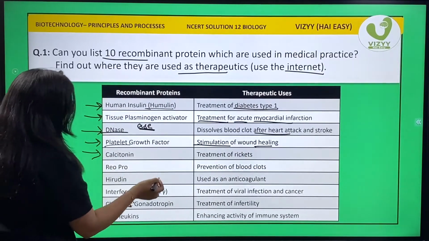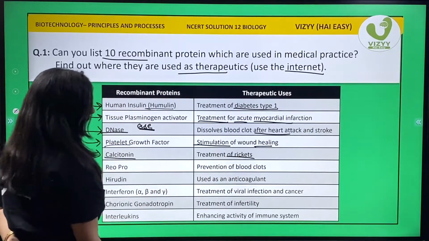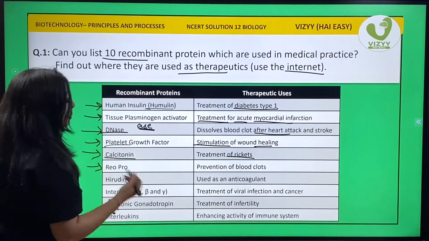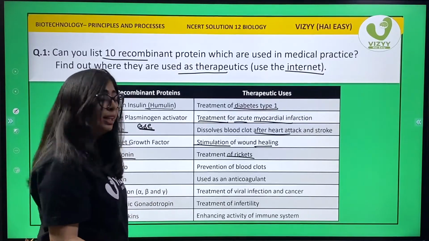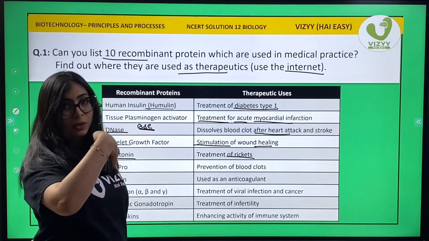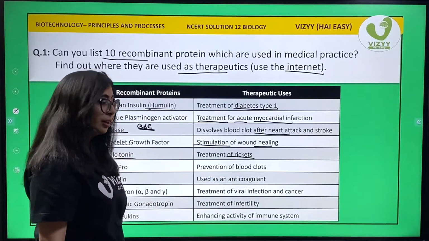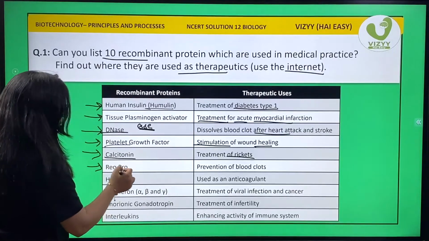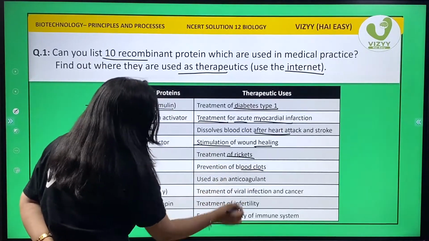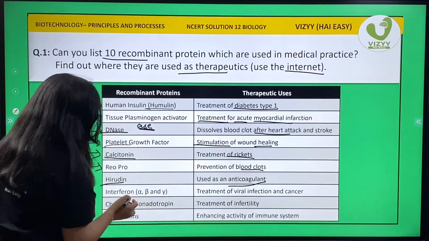Next, calcitonin. Calcitonin is used for treatment of rickets. Rickets happens because you have less vitamin D. When a person obtains calcitonin synthetically, it is used for treatment of rickets. Repro is for prevention of blood clots. Hirudin is used as an anticoagulant.